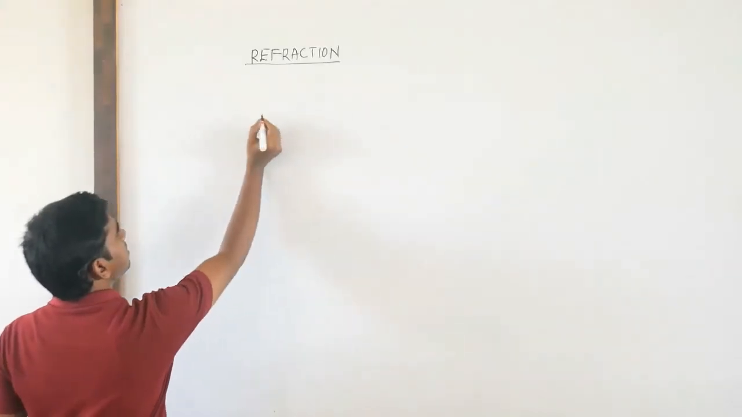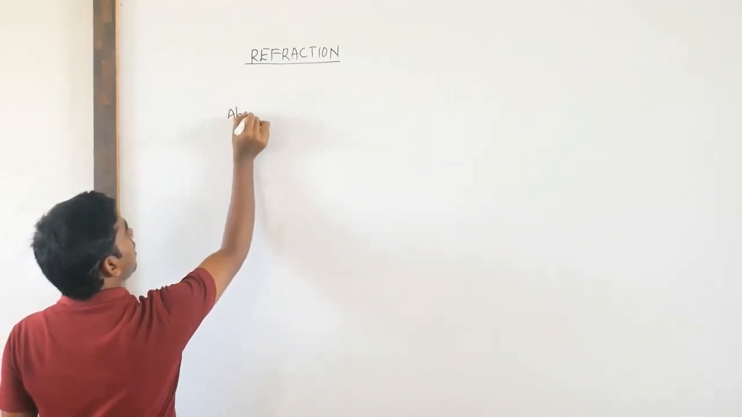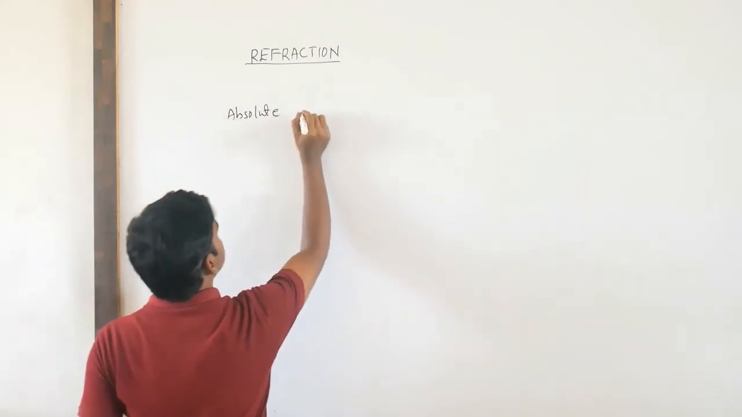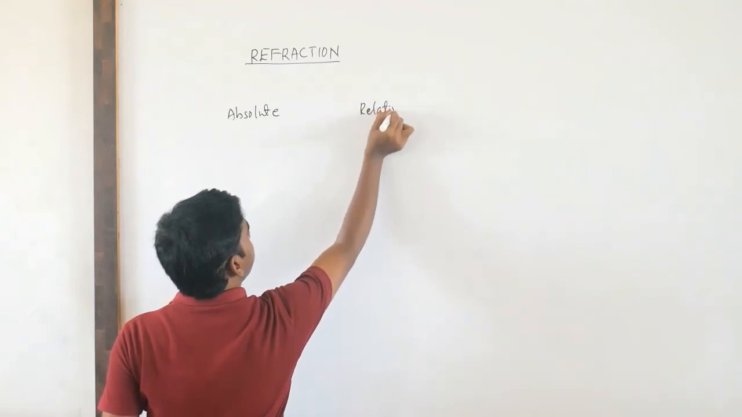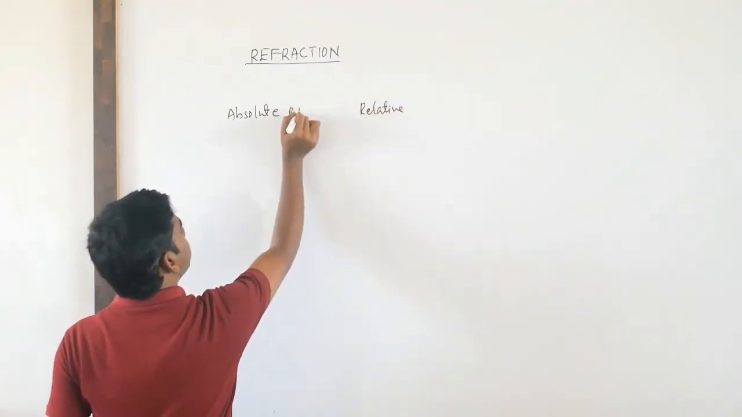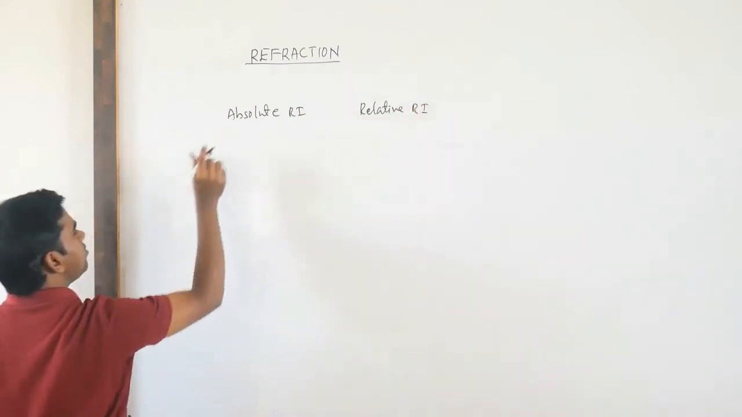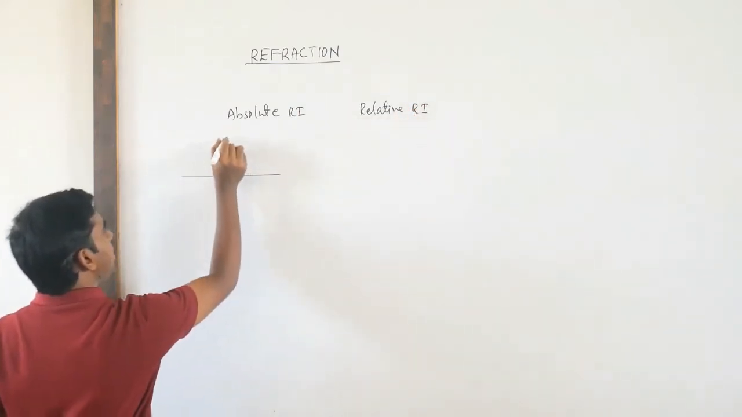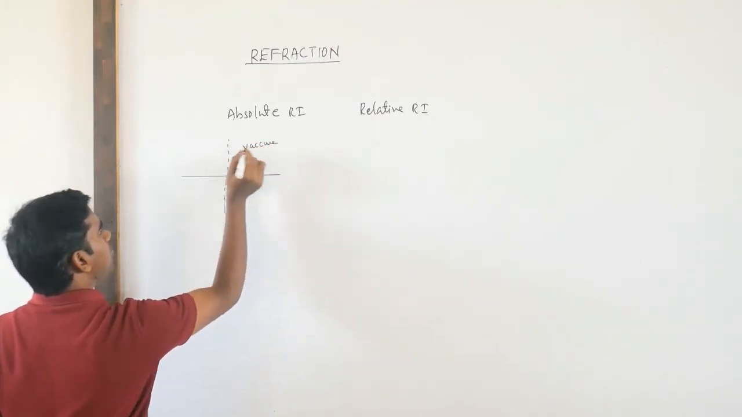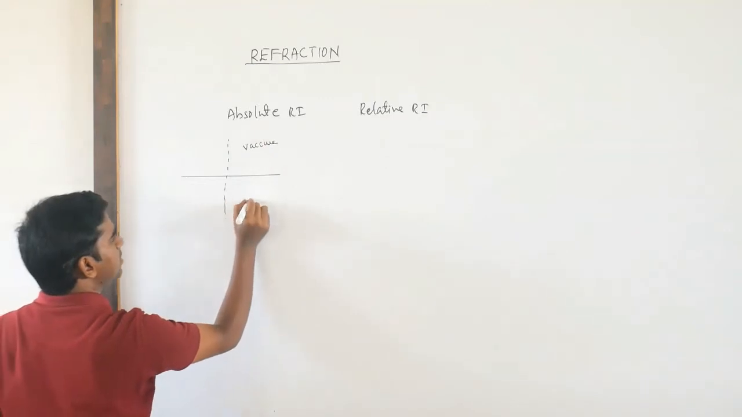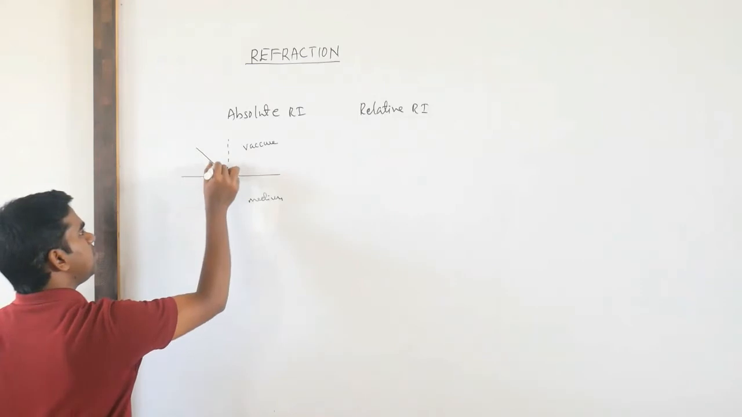So there are two types of refractive indices: one is called absolute refractive index and another is called relative refractive index. In absolute refractive index, what will happen? Light is coming from vacuum to some other medium, or from free space to another medium.